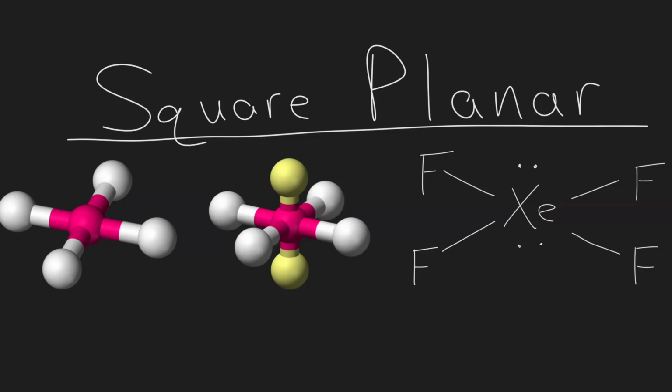The fact that noble gases like xenon can form these types of molecules is very interesting. It's not something that you would typically expect, but the fact that xenon has 8 electrons in its valence shell already and is then able to form this expanded octet allows it to form these types of molecules.